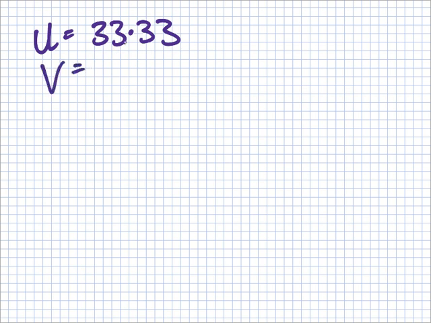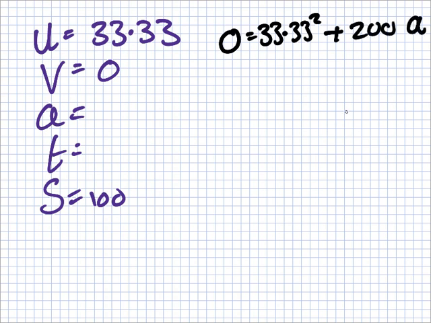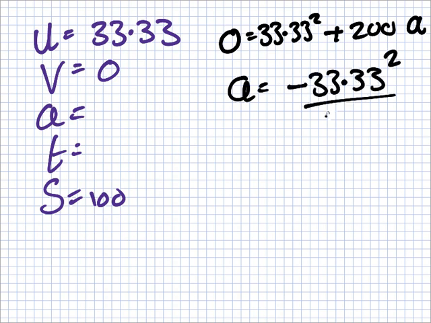V, it is 333, isn't it? It does repeat, yeah. V is 0. A, we don't know. T, we don't know. S is 100. So if I use my formula, V squared equals U squared plus 2AS. So the A is minus 33.33 squared over 200. What is that, please? Minus 5.54 meters per second squared, or 5.55 maybe if you had more decimals.